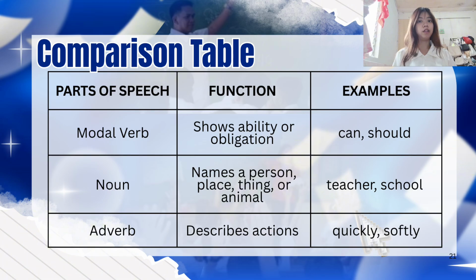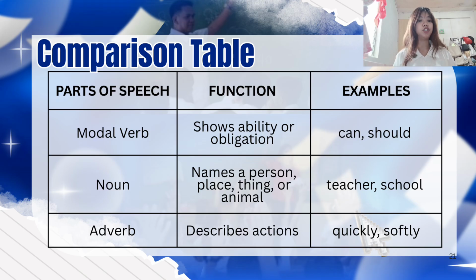First is the modal verb. This shows the ability or obligation. It answers the question, is it possible or permitted? And example words are can and should. The next is noun. Name of a place, a person, thing, or an animal.